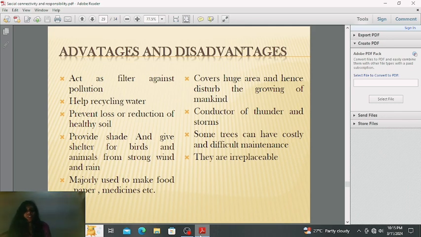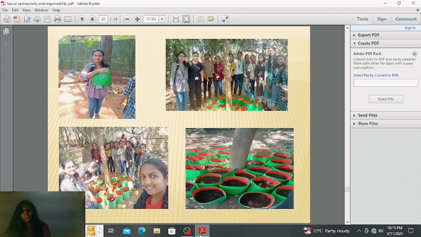Whereas the disadvantages include that it covers a huge area and hence disturbs the growing of mankind. It is a conductor of thunder and storms, and some trees are very costly and difficult to maintain, and they are irreplaceable. And here is a picture of me planting a tree, and there is a group picture of our classmates, which as you can see in the picture, we took a few pictures, and we all adapted and planted a few trees.